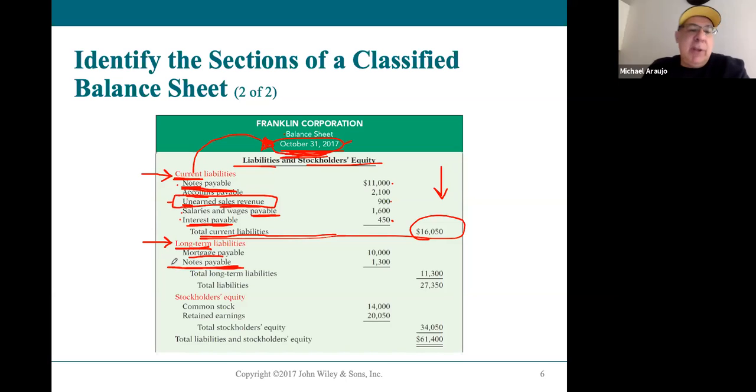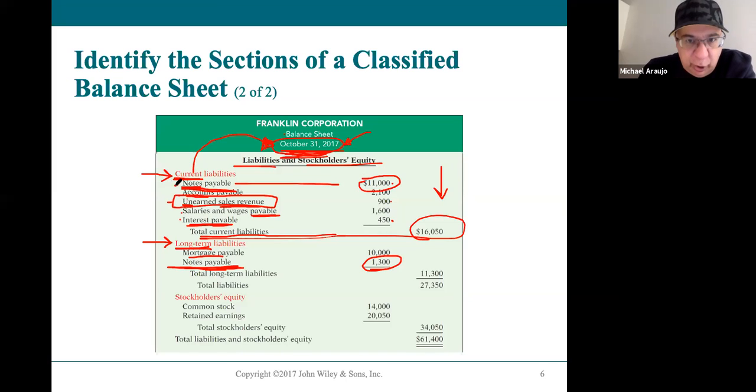So it really has nothing to do with the price, Adam. We don't list things on the balance sheet based on how much we're paying for them. We list things on the balance sheet based on when they're owed. Time is critical. And so this particular note payable, which is $1,300, is not due until after a year from the date on the balance sheet. Whereas these notes payable, this $11,000 that's listed here, is due to be paid within a year. That's the only difference.